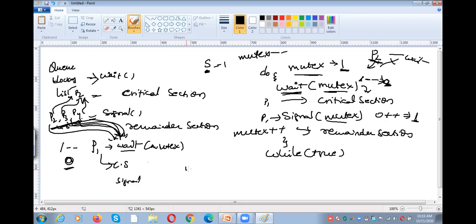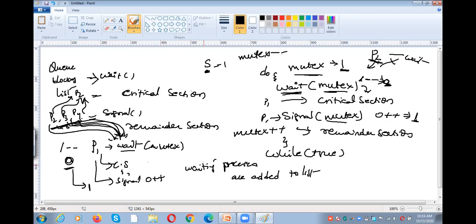Like that, all the waiting processes are added to the list. So whenever P1 completes the critical section execution and performs the signal operation, the 0 will again become 1. Why? Because 0 plus plus means 1.